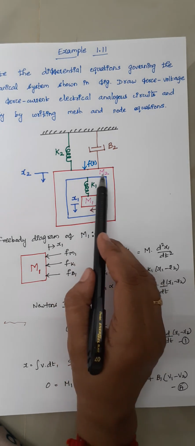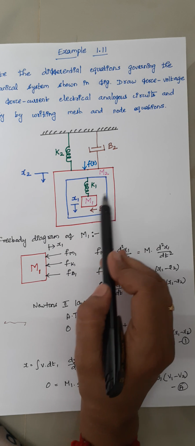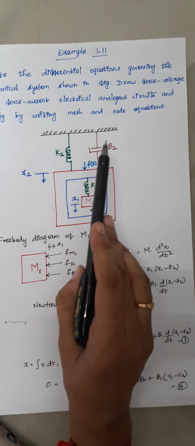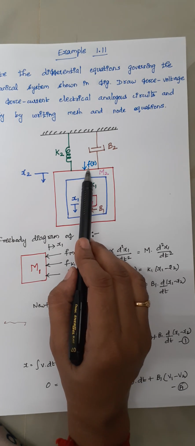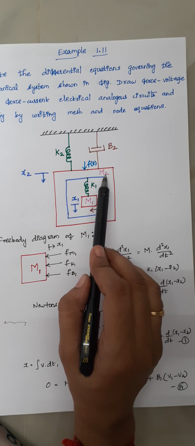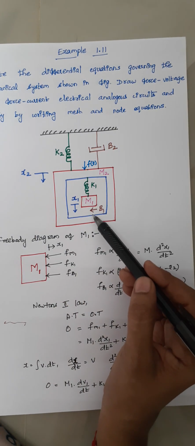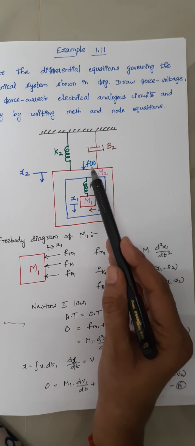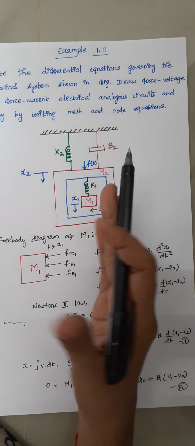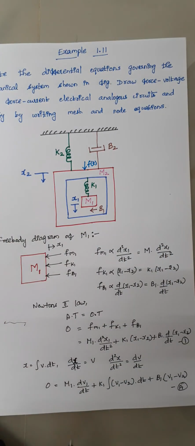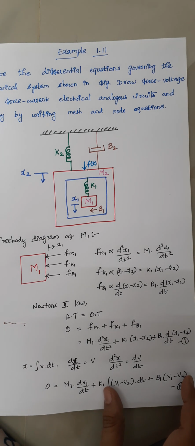So totally to this mass M2 we are having 6 forces, right? The 6 forces are namely 1, 2, 3. Opposing force produced by M2 is 4 and this is 5 and this is your 6, right? So totally 1 applied force and 5 opposing forces. So now I am going to draw this in our free body diagram of mass M2, right?